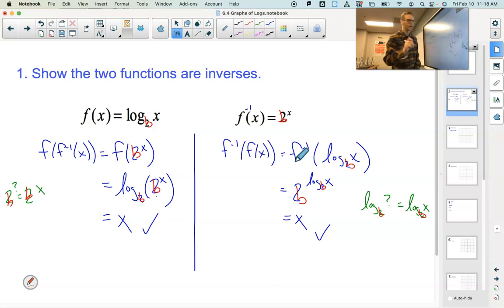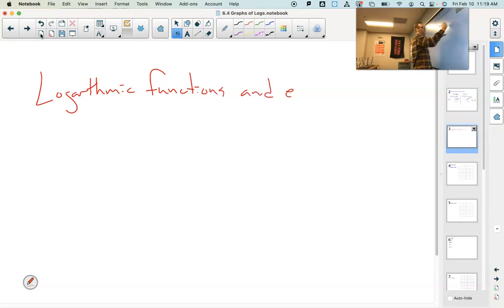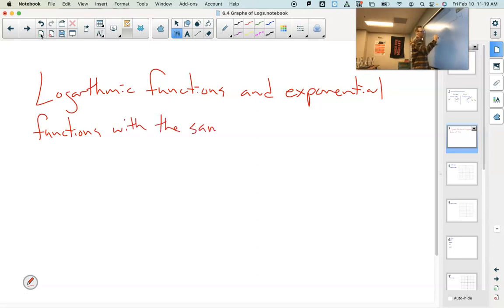Okay. So a big takeaway from this is that logarithmic functions and exponential functions with the same bases are, what are they? They're inverses.